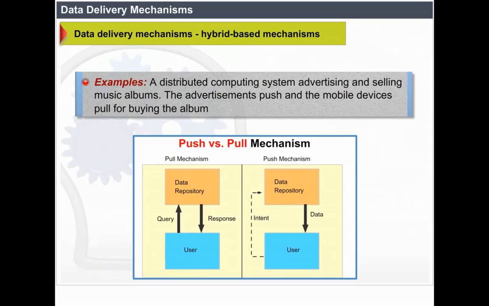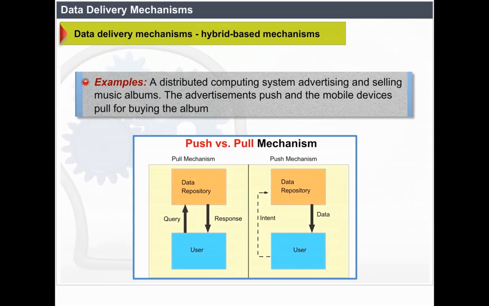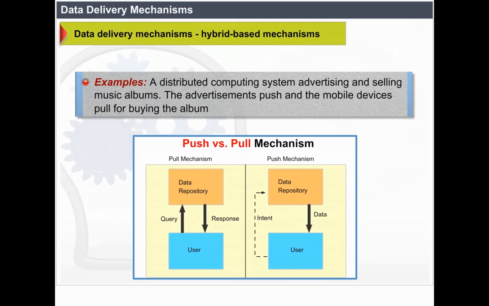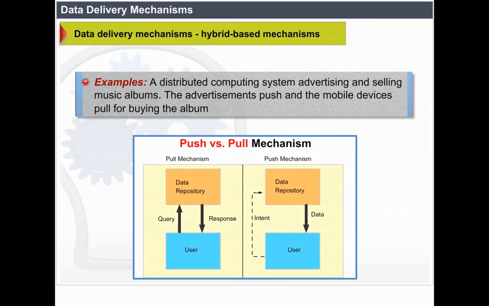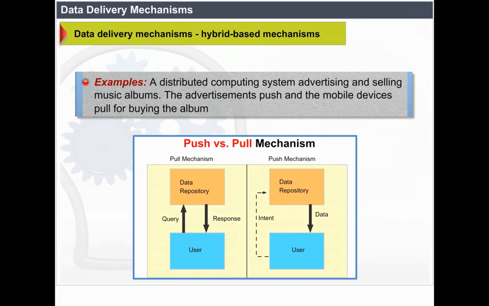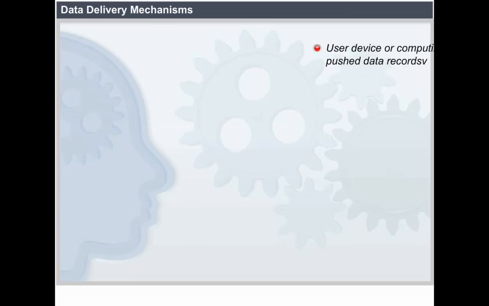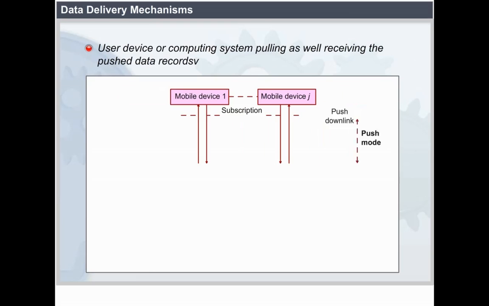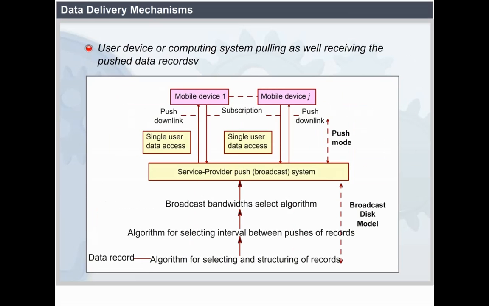Example: a distributed computing system advertising and selling music albums. The advertisement is pushed and the mobile devices pull for buying the album. The figure below shows a user device or computing system pulling as well as receiving the pushed data records.